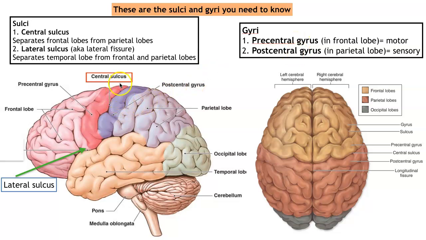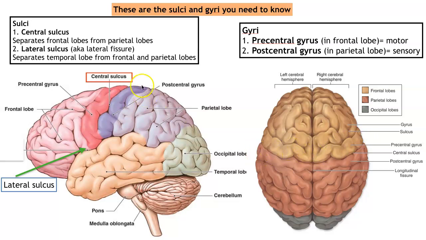You have a precentral gyrus. Pre means in front of the central sulcus. This gyrus is right here. It is just this one singular gyrus right in front of the central sulcus that's in the frontal brain. This is important because this precentral gyrus controls all your somatic motor. All your skeletal muscles are controlled by this gyrus, this precentral gyrus.